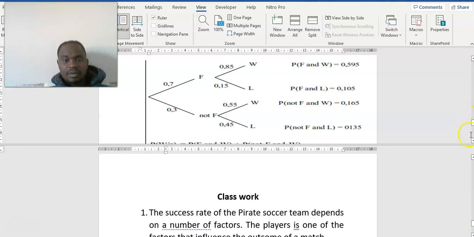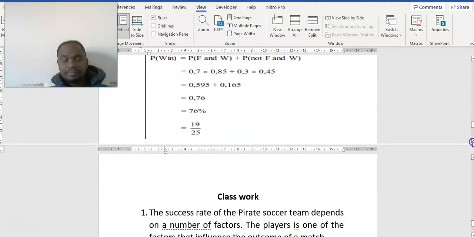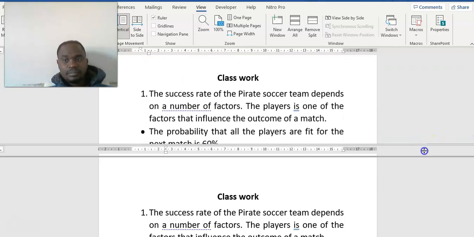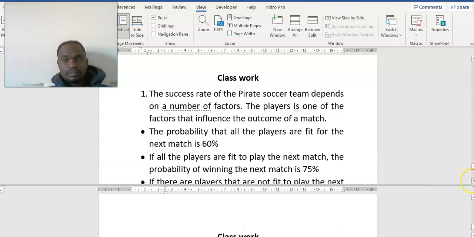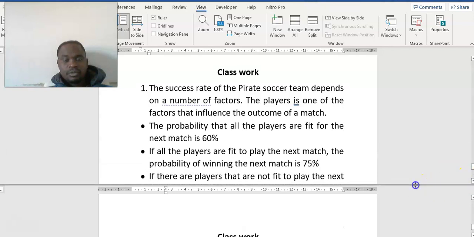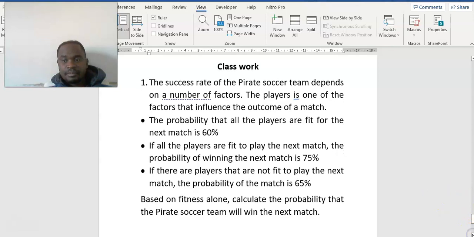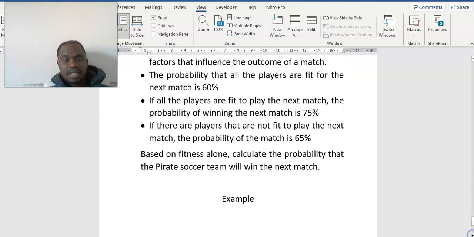Okay, now this is going to be your classwork. So your classwork is this one. You pause the video, you copy it nicely, then you do it.